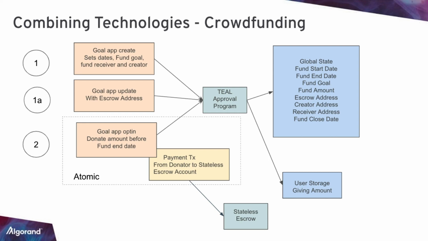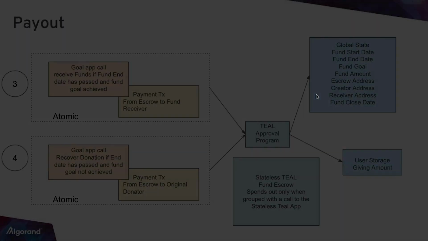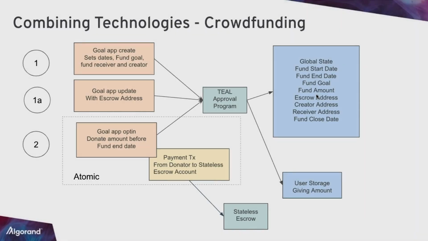All right, so in the case of how I would create that with a goal app creator using the SDKs, I would also create a stateless smart contract that references the specific application ID, so it essentially links the stateless and stateful contracts together. And I would update the stateful smart contract to store the escrow address in global state. So steps 1 and 1A are just ways of linking the two contracts together.